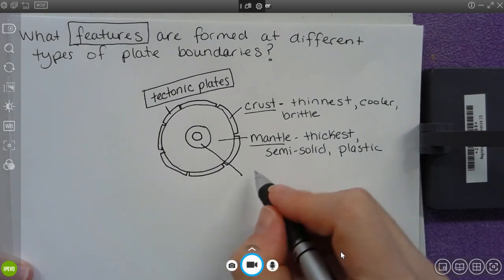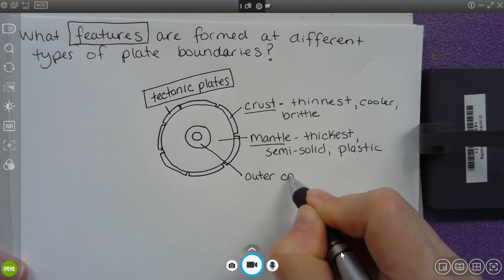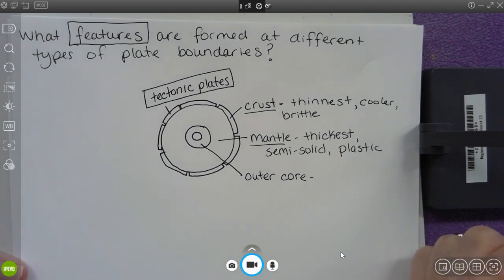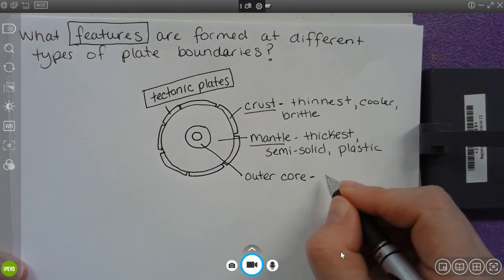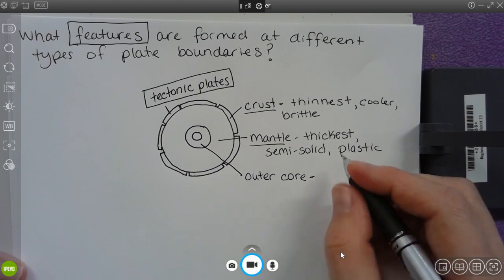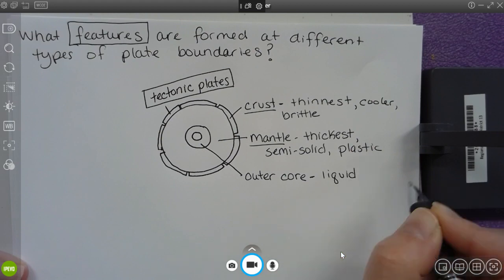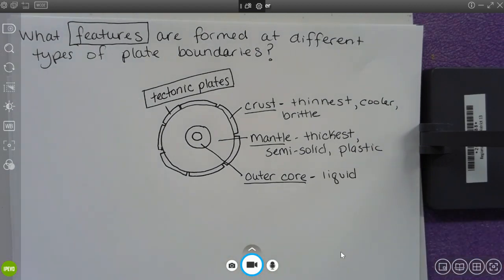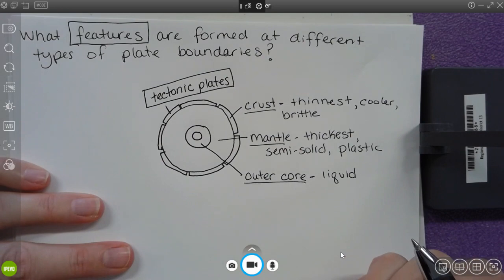What's this? This is the outer core. The outer core is made up of what? Liquid metal. Now the outer core is the only layer that is actually liquid. The mantle has movement in it, but it is not a liquid. It sometimes can behave sort of like a liquid, but it's not a liquid.